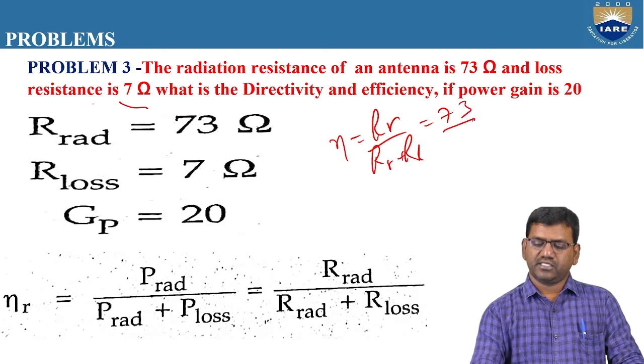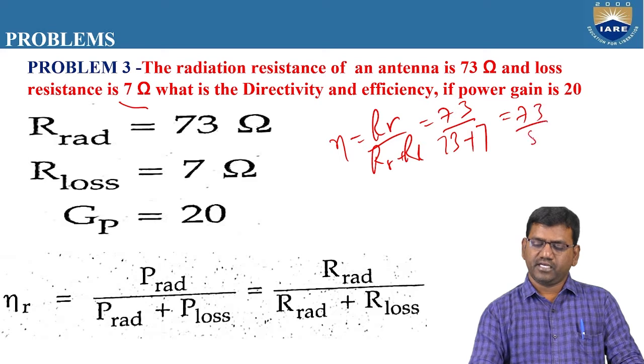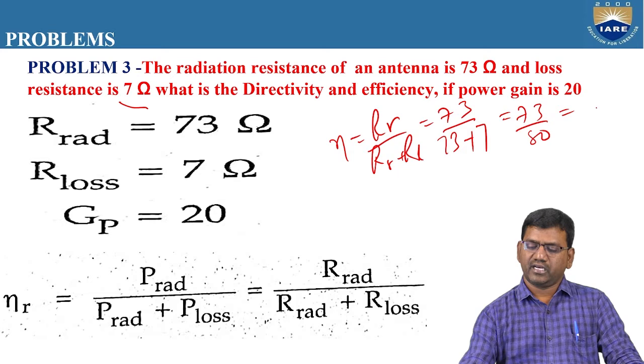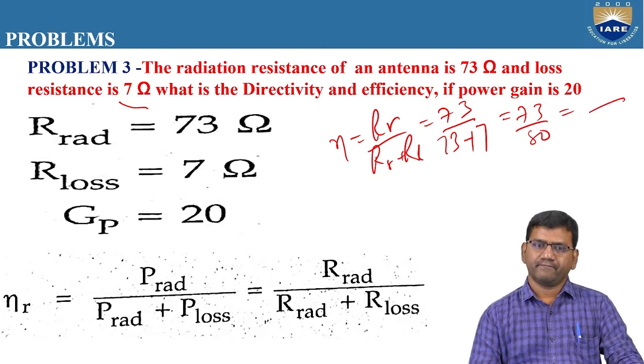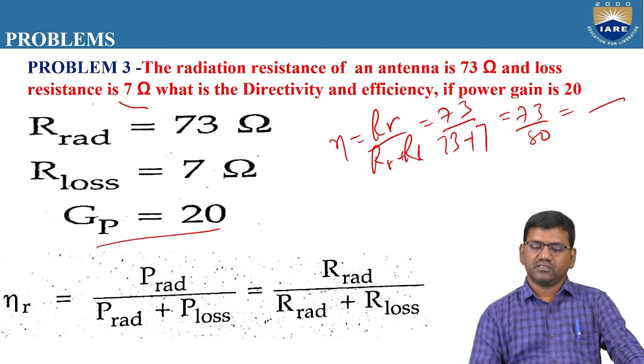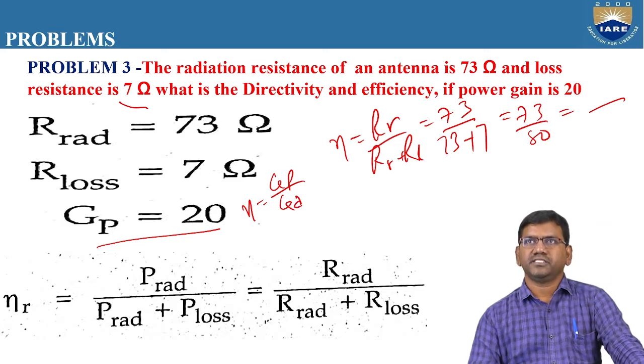RR is equal to 73, and the loss resistance is given by RL equal to 7 ohms. That means if you simplify this, you will get 73 by 80. You simplify this with your calculator to get the value of eta. Again, Gp is equal to 20 is given here. So we have an expression, eta is equal to Gp by Gd.